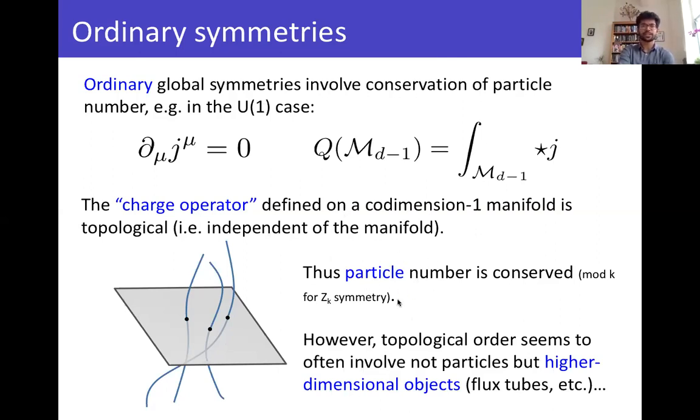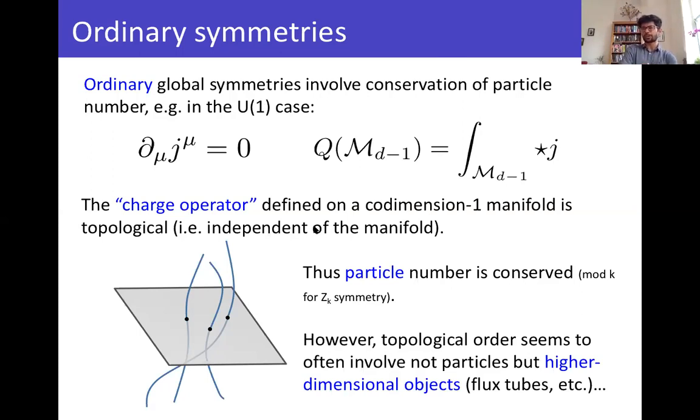Now, this is a continuous symmetry. In this talk, I often care about discrete symmetries. So for example, if you have a Z_K symmetry, what it means is that the particle number is conserved modulo K. Okay, if you have Z3, then three particles can combine and give you no particles, but the particle number is still conserved mod K. Okay, so this is what a normal symmetry does for you.